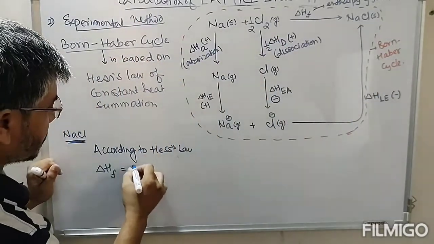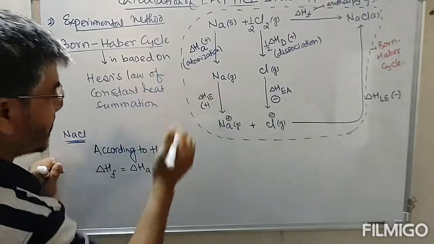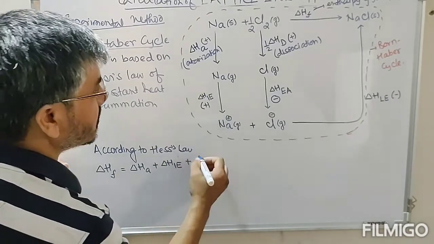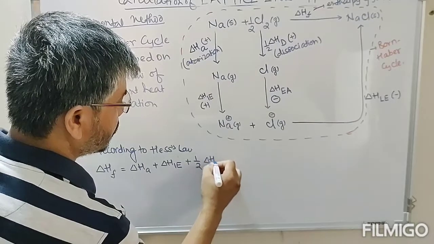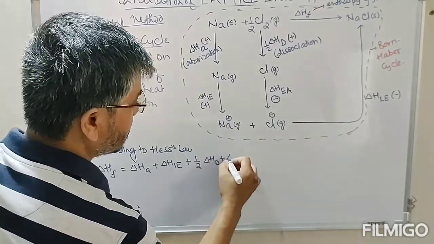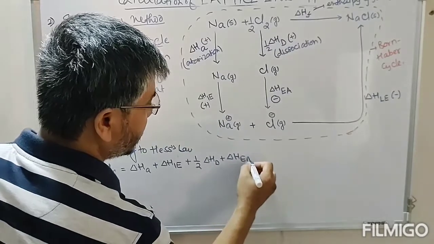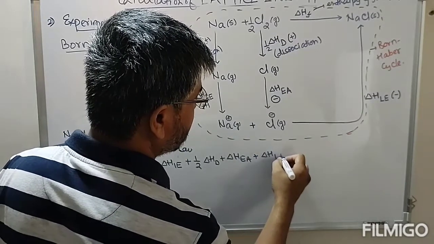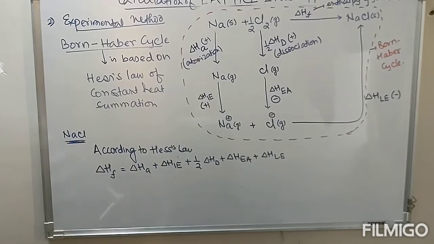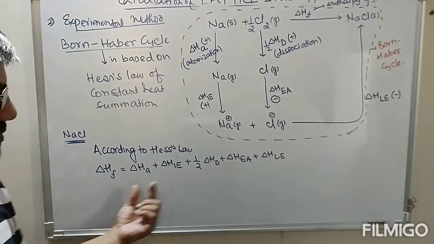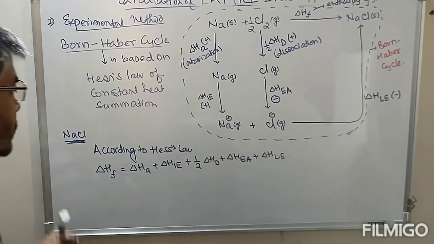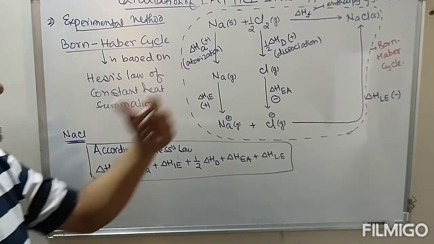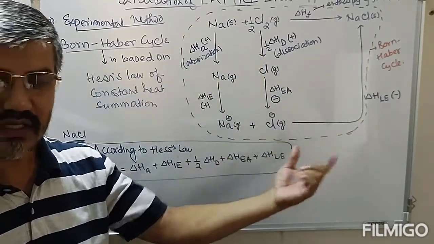So the energy change, delta H f, is the enthalpy of atomization, plus delta H ionization energy, plus half of the dissociation energy, plus electron gain enthalpy or electron affinity, plus lattice energy. If lattice energy is to be defined, then we should have this value. So from this we can easily define lattice energy. This is what we call Hess law: the energy of the single step and the energy of the multiple steps are exactly the same.